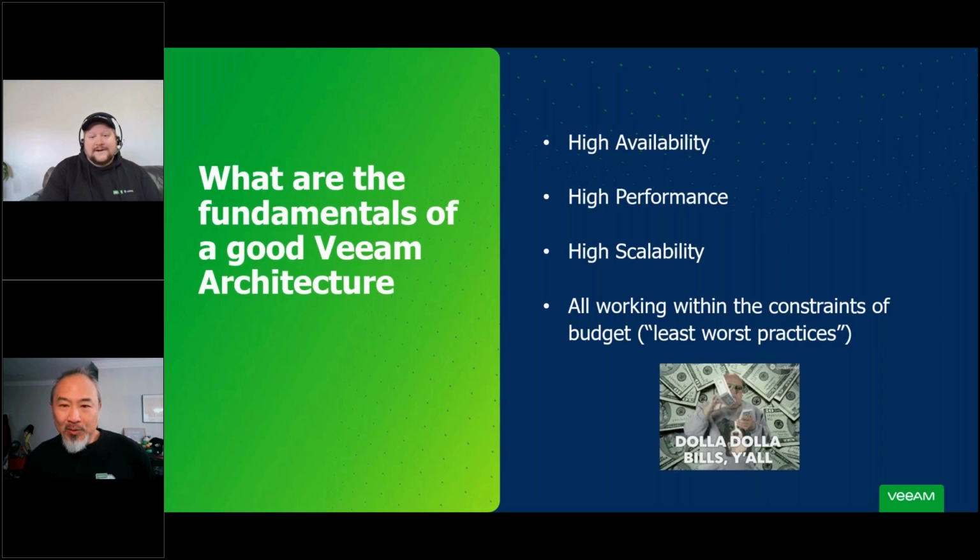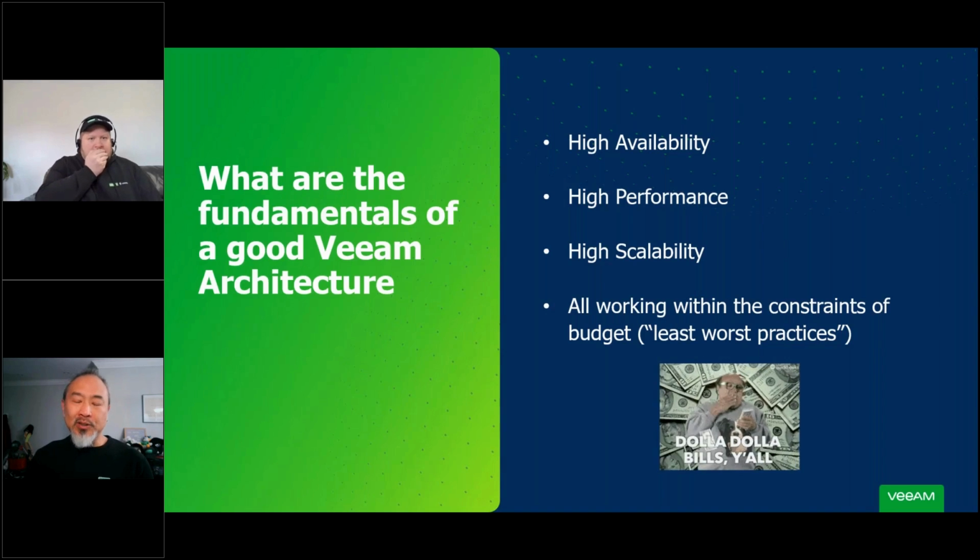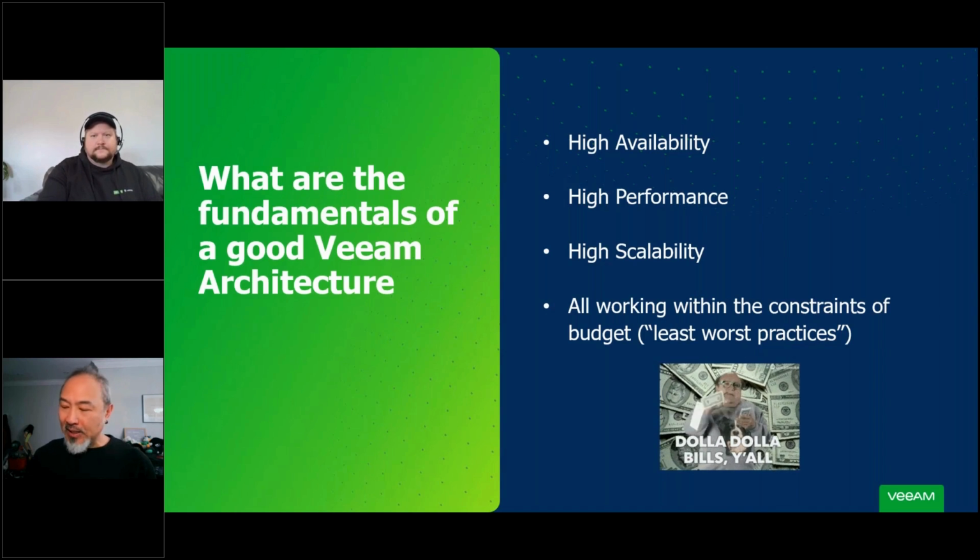At a high level, the fundamentals of a good Veeam architecture are very similar to what you would have for any kind of system or infrastructure design. The first part is that we need to design for high availability. This is understanding your points of failure in your design, understanding how to build redundancy into the design, and knowing how to recover if any of the elements of the architecture fail.